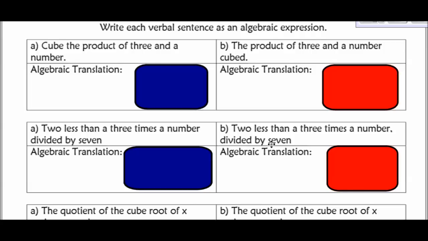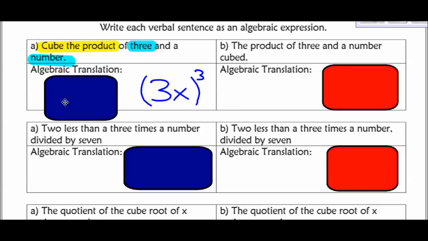Alright, so the first one is saying that we're going to cube the product of 3 and a number. That phrase is really important. We're cubing the product. We're multiplying these two things, and we're cubing that entire multiplication problem. We're multiplying 3 and a number, and we're cubing that entire product. That's why we need to put it in parentheses. It's telling us to group that so that we can cube the entire product.